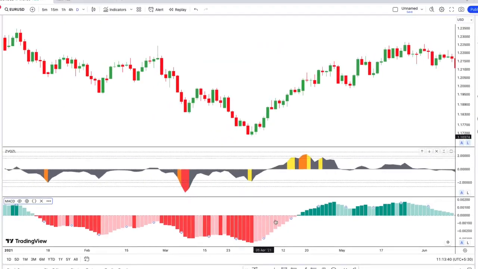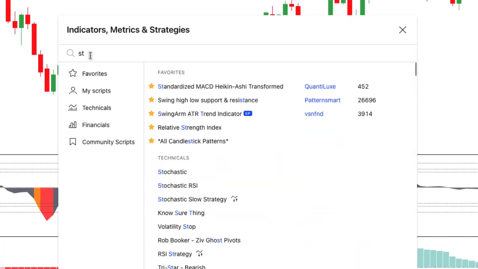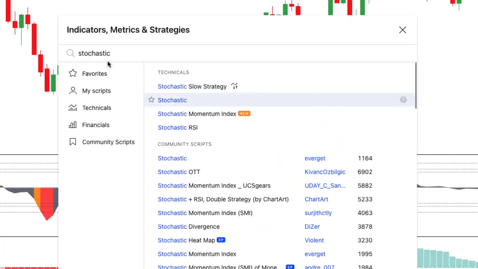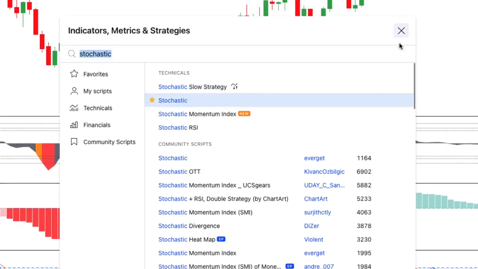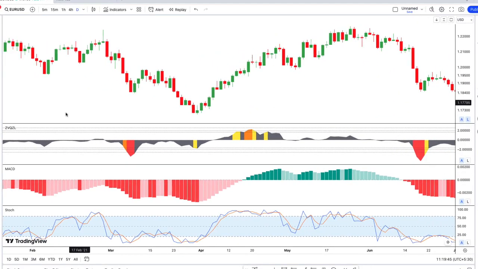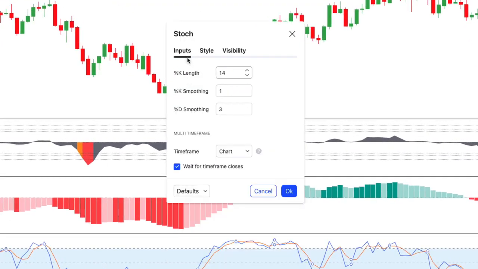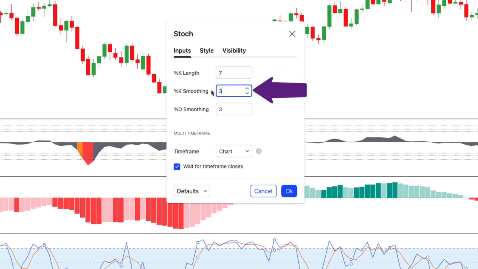And then we add another indicator to our charts, which is the stochastic oscillator, this one. For this indicator, we must also change its settings here in the Input tab. For the K% length, we set it at 7, and for K% smoothing, we set it at 3.